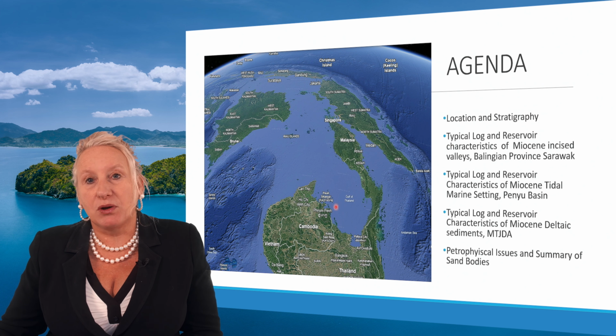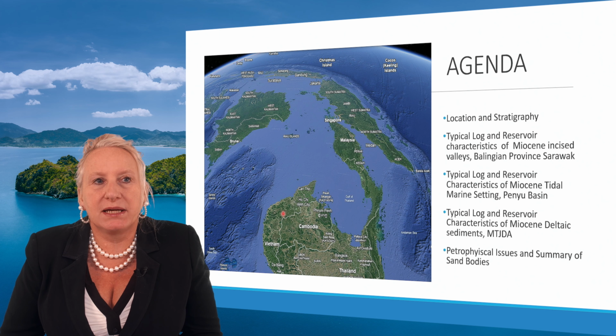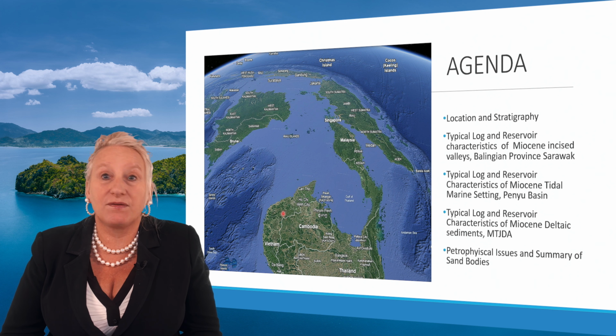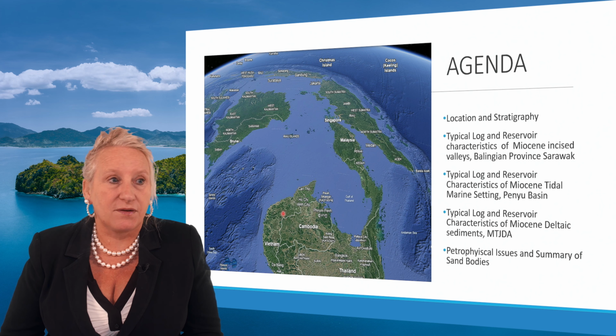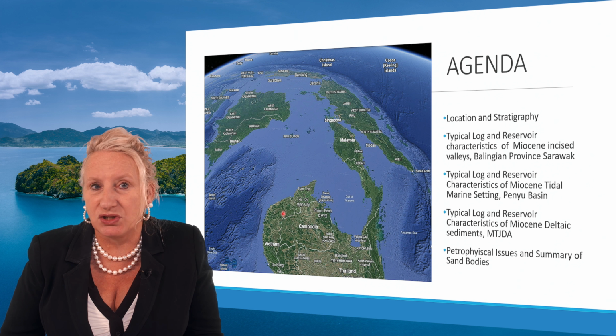We're going to look at a typical log and reservoir characteristics of the Miocene incised valleys of the Balingian Province, Sarawak; of the Miocene tidal marine setting, Penyu Basin; and of the Miocene deltaic sediments of the Malaysia-Thailand Joint Development Area. Then we're going to look at some of the petrophysical issues and a summary of the types of sand bodies that can be identified and used to create a static geological model.